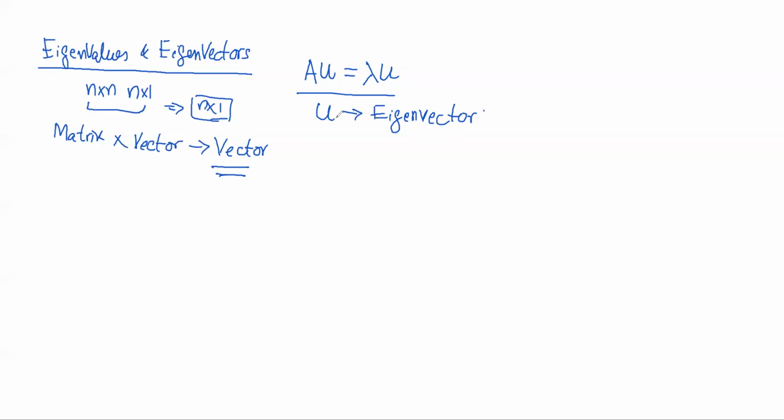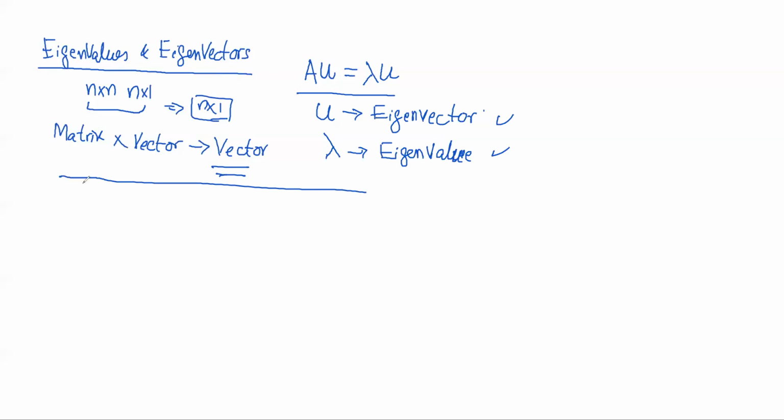So this is the concept. When AU is equal to lambda u, we say that u is an eigenvector, and lambda is an eigenvalue. Certain combinations of A and U will exhibit this type of property. In many engineering applications this type of relationship occurs, so we would like to study it.